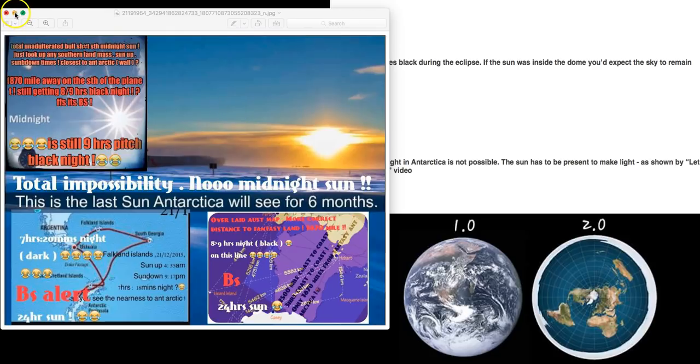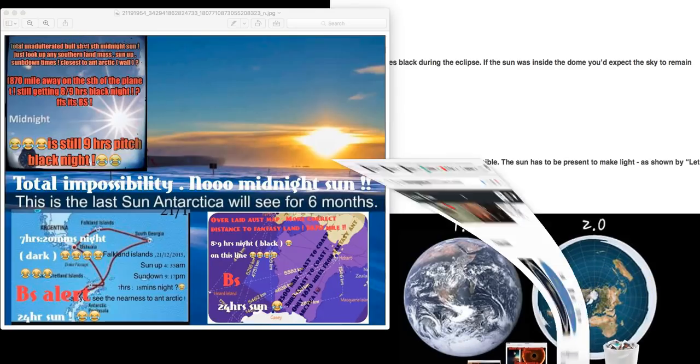So this 24-hour sunlight, I mean, a lot of these videos have been shown to be loops, to be photoshopped, to be layered. There's a lot of videos on that on YouTube, so I won't waste your time with that. But you can check that out for yourselves. 24-hour sunlight around this disk, I mean, it's fake.